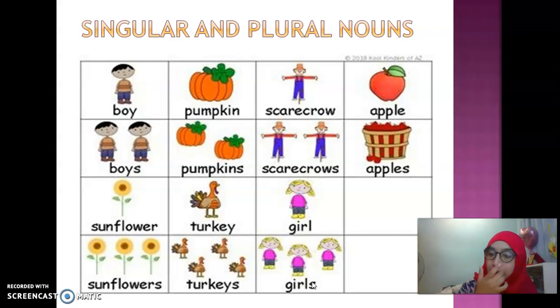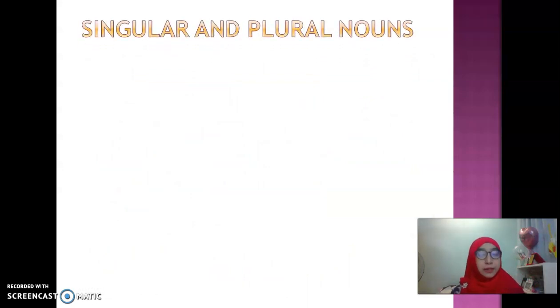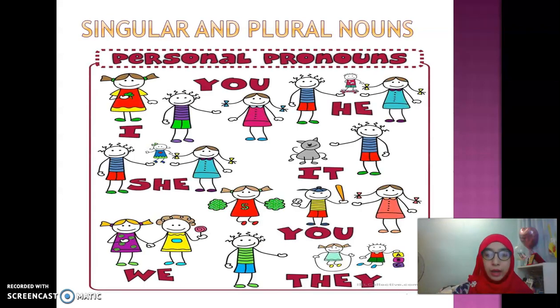All right. Let's look at the next slide. All right. So singular and plural nouns. You also need to know how we use singular and plural nouns in personal pronouns. All right. So you need to know this as well. So we have covered this one briefly last week, which is in our last lesson. So I'm just going to repeat it again today.